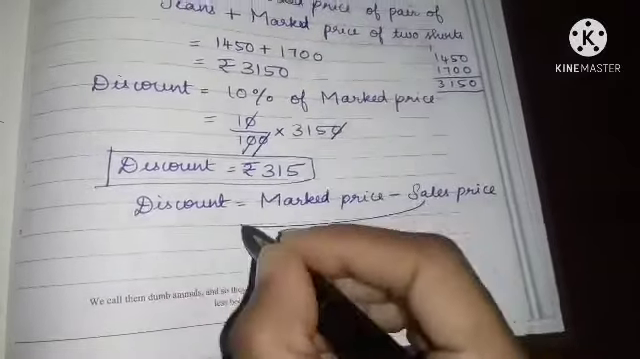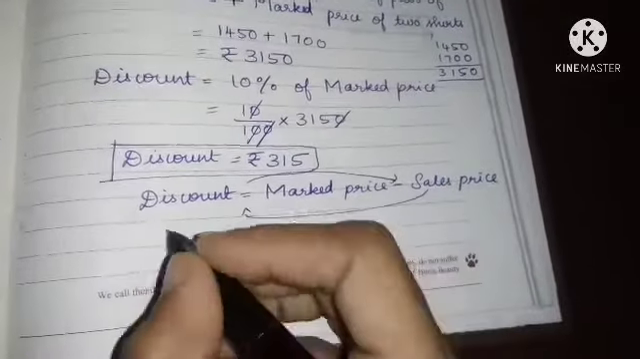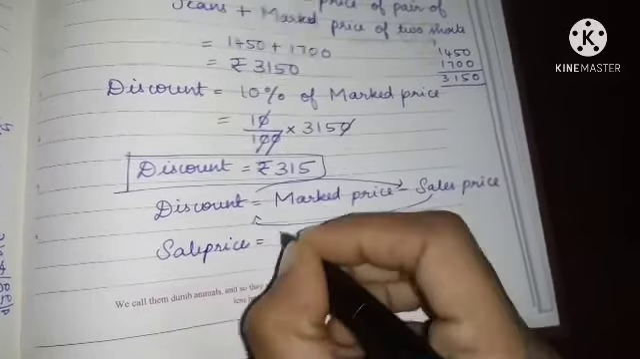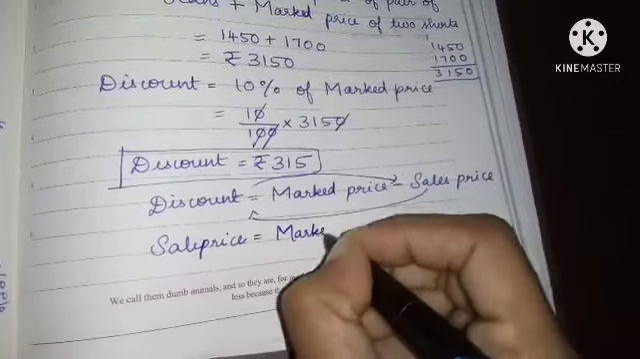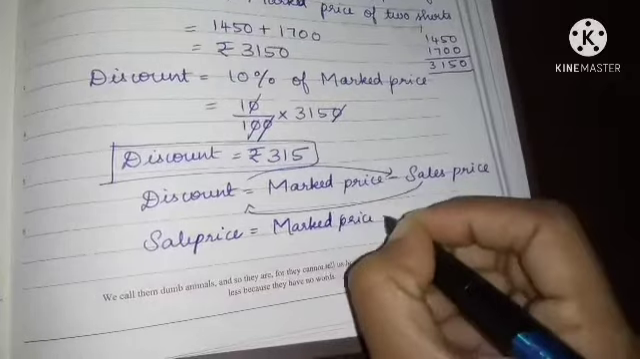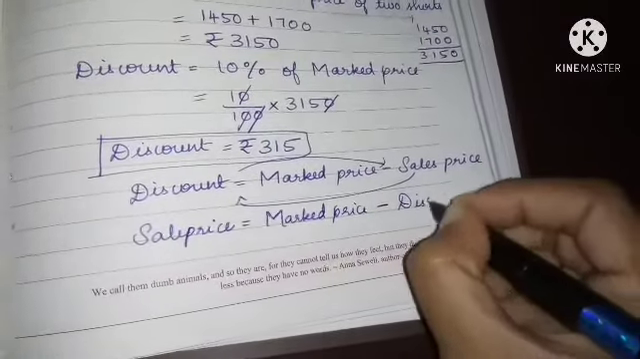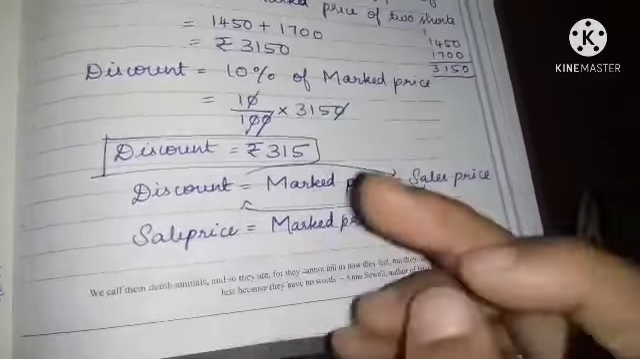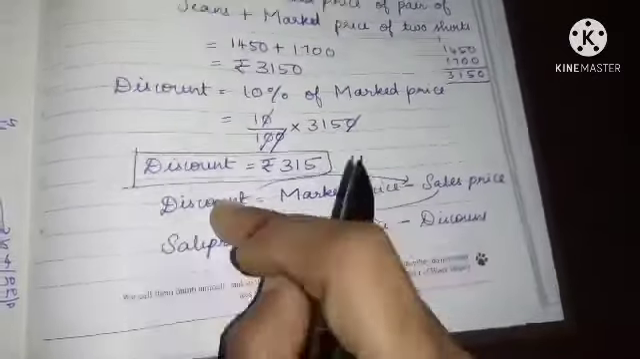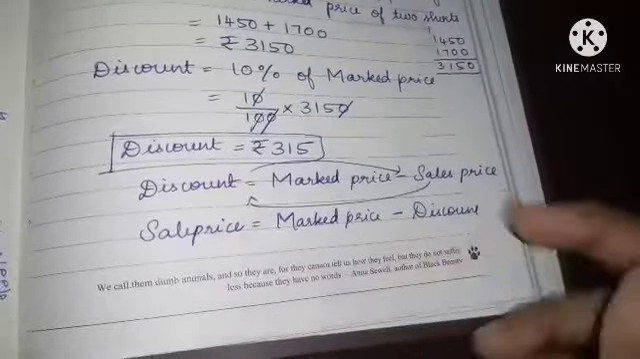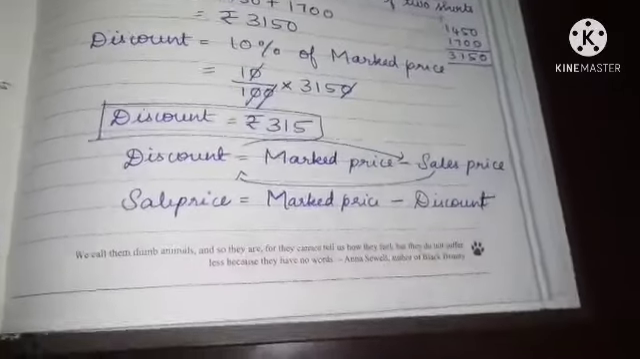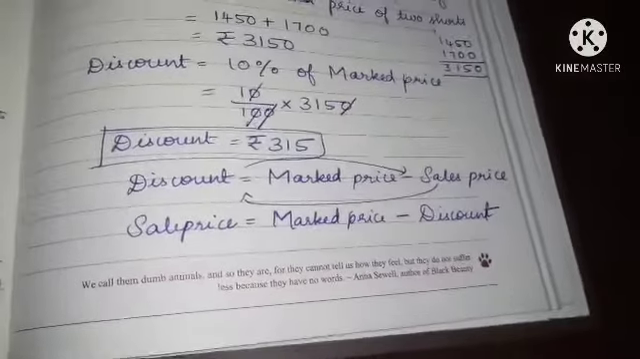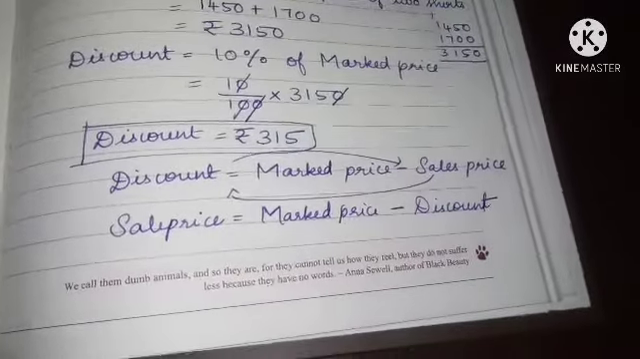So if it goes this side and this goes that side, sales price is equal to marked price minus discount, because minus sales price goes that side, it becomes plus sales price. Discount, if it goes that side, it becomes minus discount. Okay, we have to find the sales price, which means how many rupees we are giving to the shopkeeper. That we are going to find.